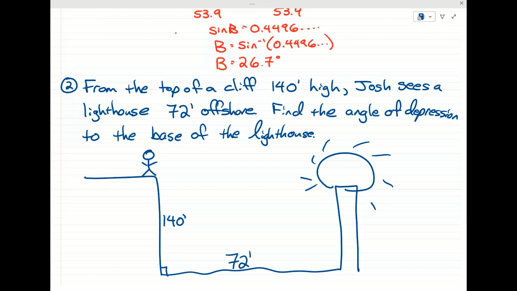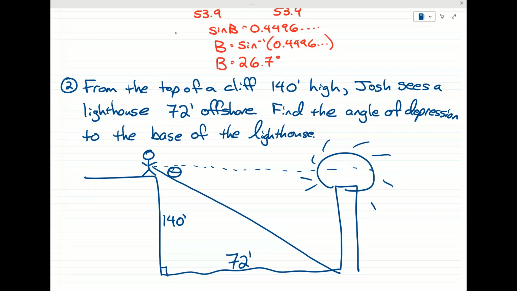The way we talked about angle of depressions working is that you have to draw a straight line. And then the angle of depression is the angle that goes straight down from that straight line. So we're looking for this angle right here. Angle of elevation would be the angle that goes straight out and then up.